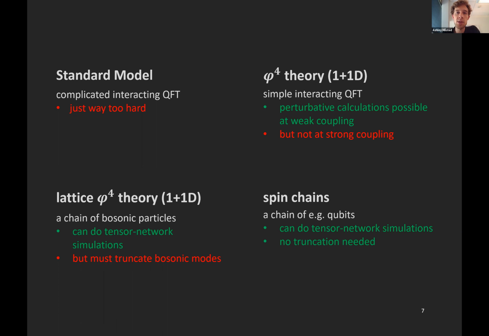I see that there's a question in the Q&A. I'm going to stop for that in a second. But before I do that, I want to say, of course, each step of the way here, we're losing some physics, losing some physical phenomena, and we're getting further from the standard model. But we can still hope to find at least some minimal shared phenomena in the spin chain setting that helps us to understand the physics of the more complicated scenario. So we're going to focus on spin chains.